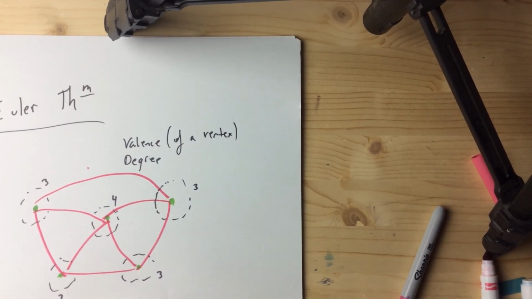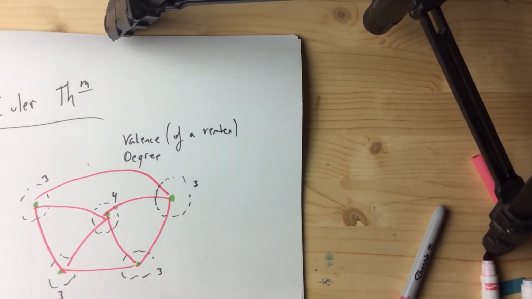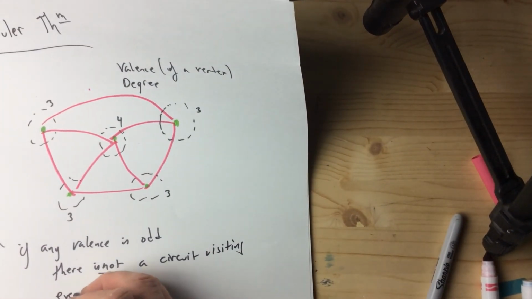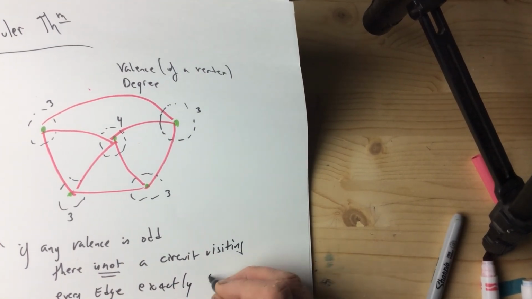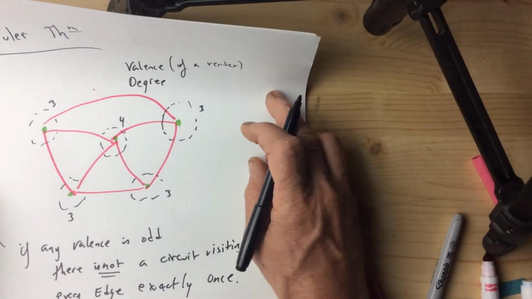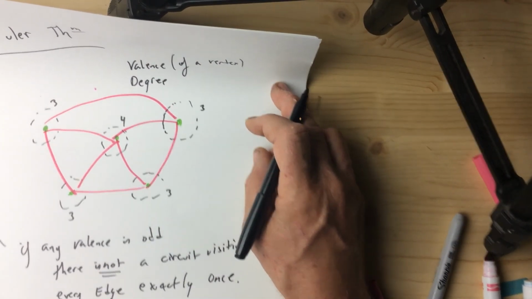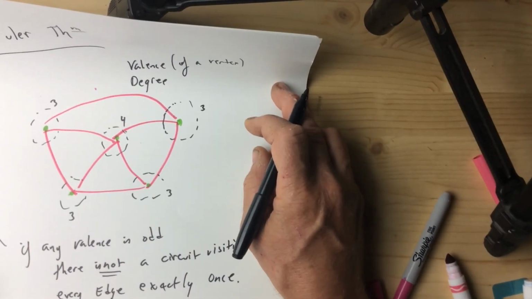there is not a circuit visiting every edge exactly once. So in this problem, Euler, the mathematician, said, don't even bother to try. You can spend your life on it. You can't find a starting point, visit every edge exactly once, and come back home. The oddness of the vertices are bad.